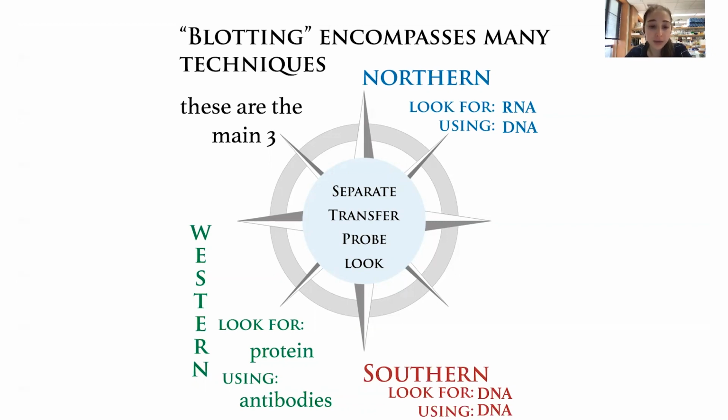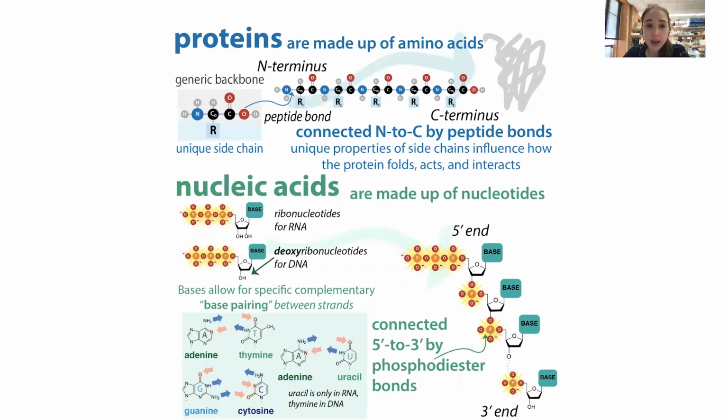So we're going to be looking for protein in western blot, and RNA in northern blot, and DNA in southern blot. So it turns out that it's a lot easier to look for DNA or RNA because of their sequence specificity. So the reason why DNA is double-stranded is because the DNA bases, so those unique parts of their letters, have this complementarity, the specific base pairing.